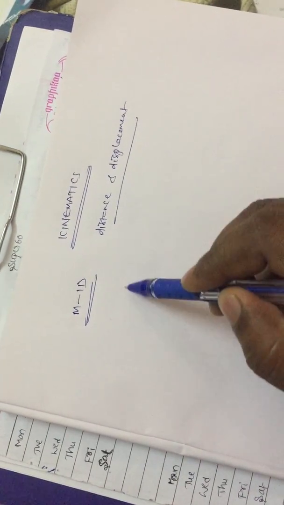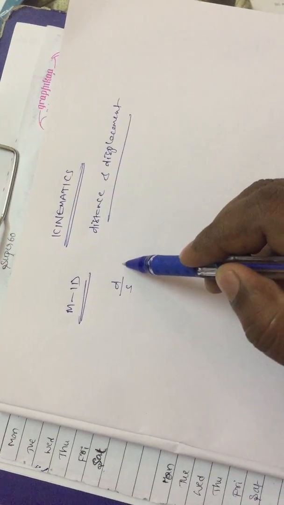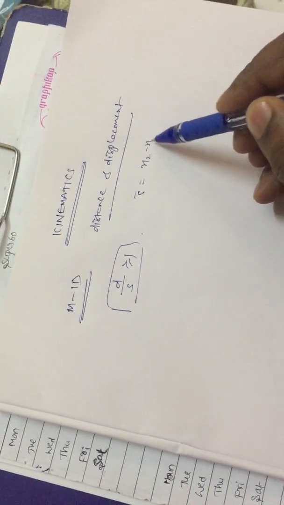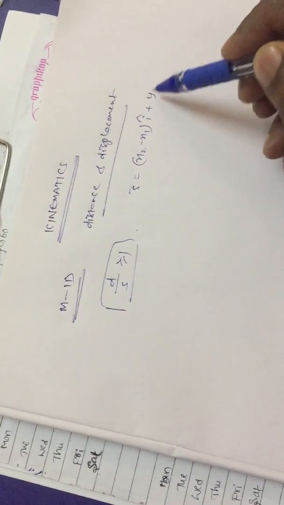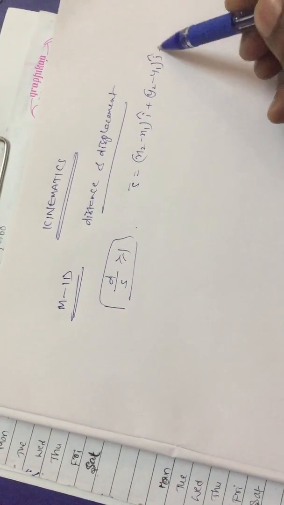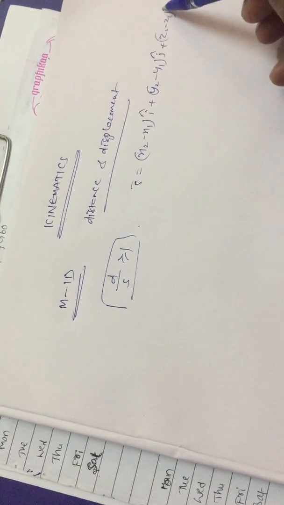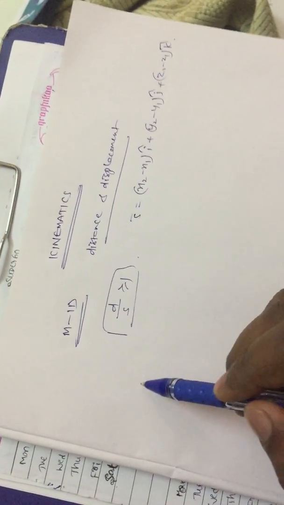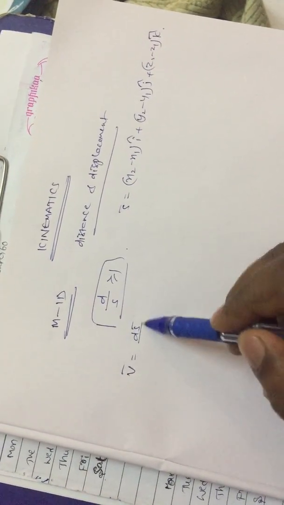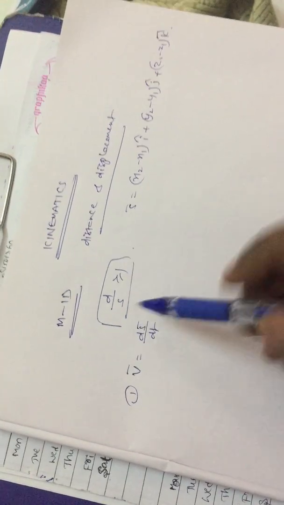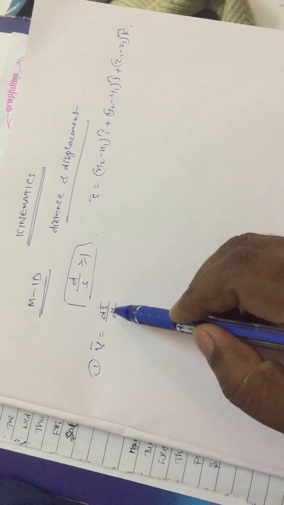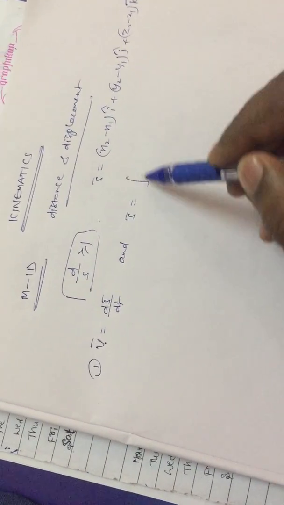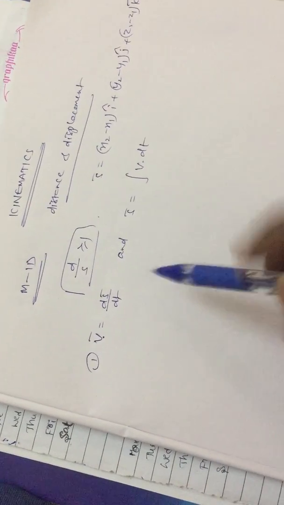But one thing is, distance by displacement is always greater than or equal to 1, and displacement vector equals (x2 minus x1) i cap plus (y2 minus y1) j cap plus (z2 minus z1) k cap. This is one of the formulas. And next, another important point: velocity equals the rate of change of displacement, nothing but differentiation. If you want to find velocity, then you should differentiate displacement, and we find displacement equals the integration of the velocity with respect to time.